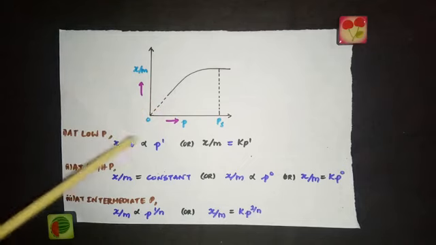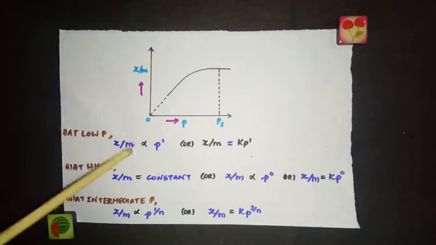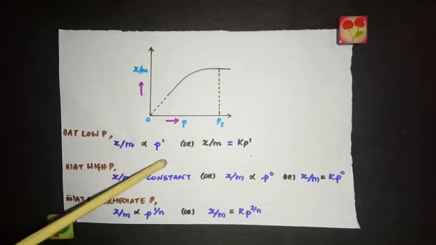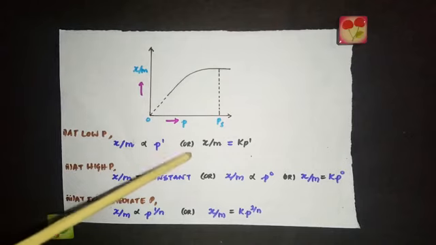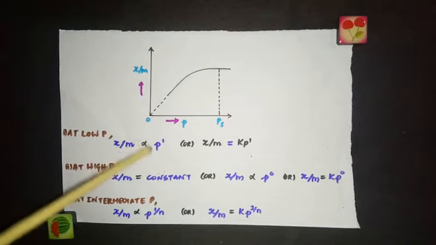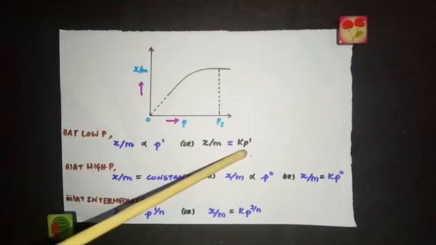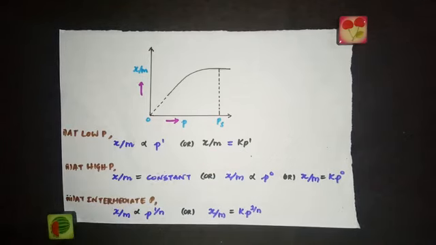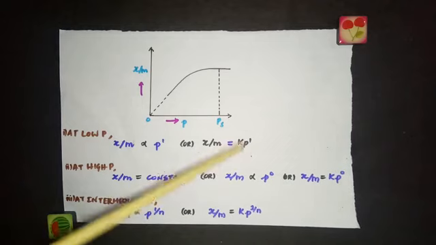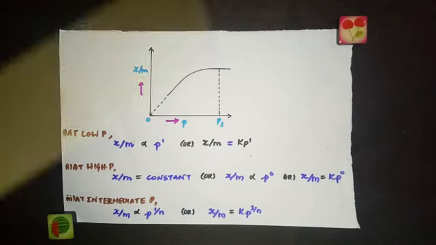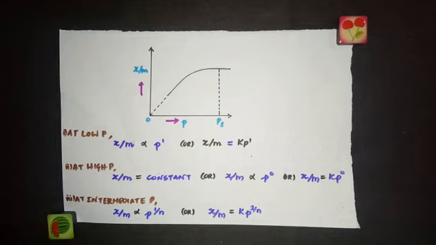So it can be written that at low pressure x by m is proportional to p power 1, which will be equal to p. Or, replacing the proportionality sign, you can equate it by putting a proportionality constant. You can write x by m is equal to k into p power 1. So at low pressure the extent of adsorption is directly proportional to the pressure.